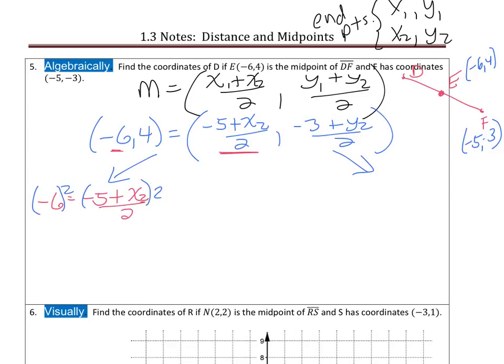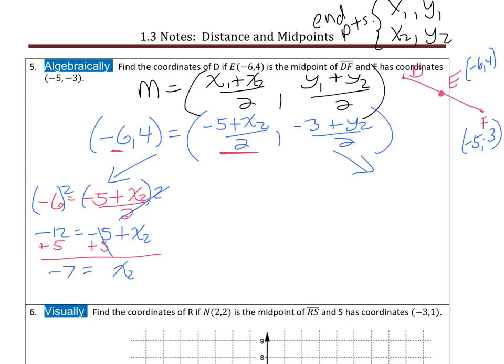And of course that has the effect of cross multiplication, because the 2 divided by 2 reduces out to 1. So over here we have -12 equals -5 plus x sub 2, and I'm going to undo that -5 with +5 on both sides. And opposites reduce to 0. -12 plus 5 is -7.